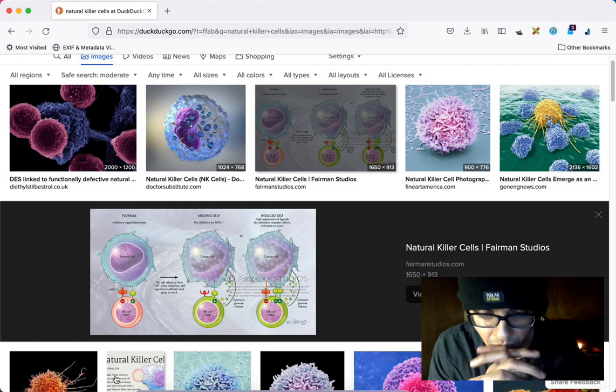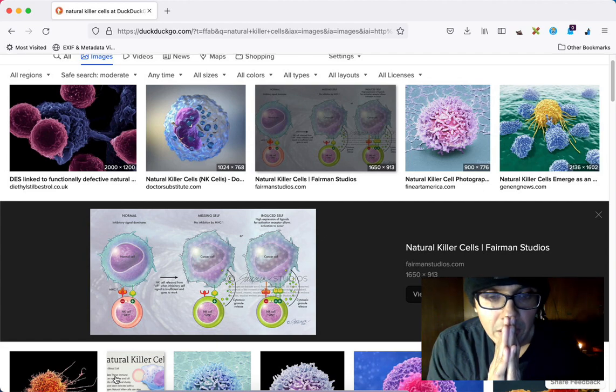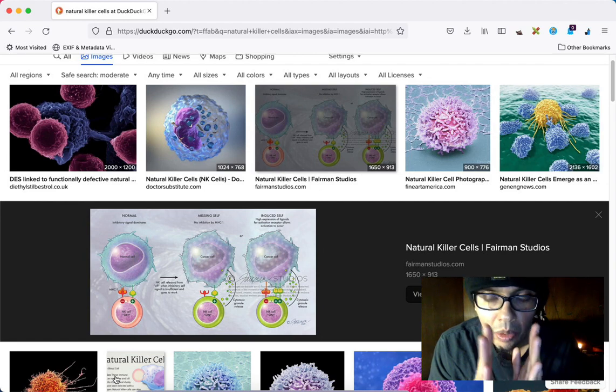Today, I want to talk about one of the most important components of the immune system, and the innate and adaptive immune system both have analogs for this component, and that would be the natural killer cells.